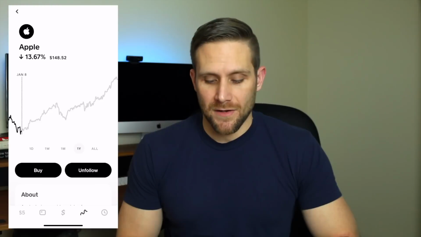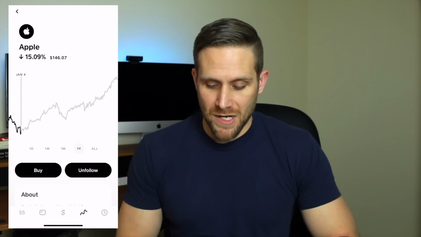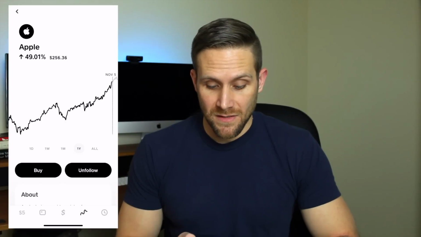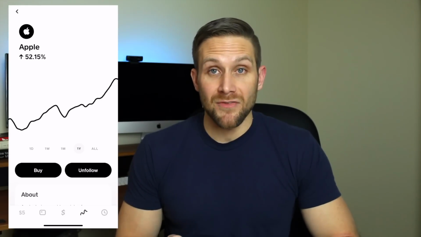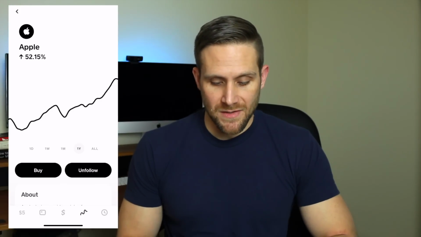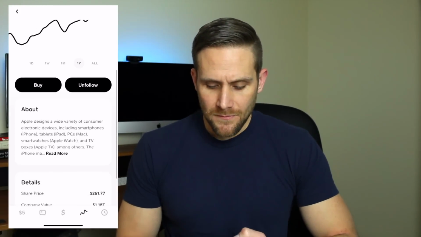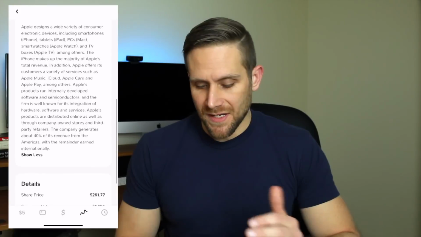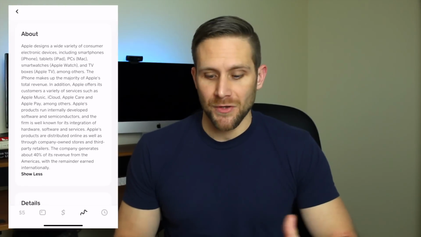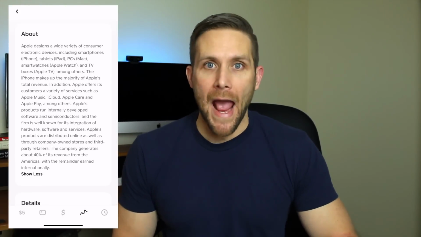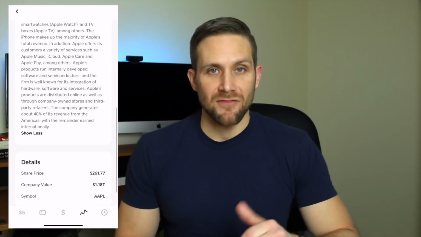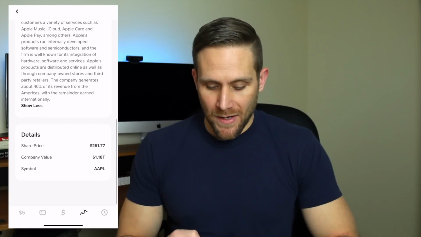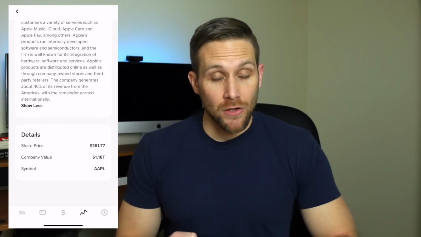Early January was about $145 per share, and right now you can look and see how it's gone up. It's about $250. So in the past year, it's up 52%. That's pretty nice that they give you that detail right there. And then down below, you can also read a little bit about the company to understand what they do. If you're not familiar with that company, I think a lot of us know what Apple does, so this information is kind of irrelevant. But then they also give you some details. So the share price, the company value, and then also the symbol.